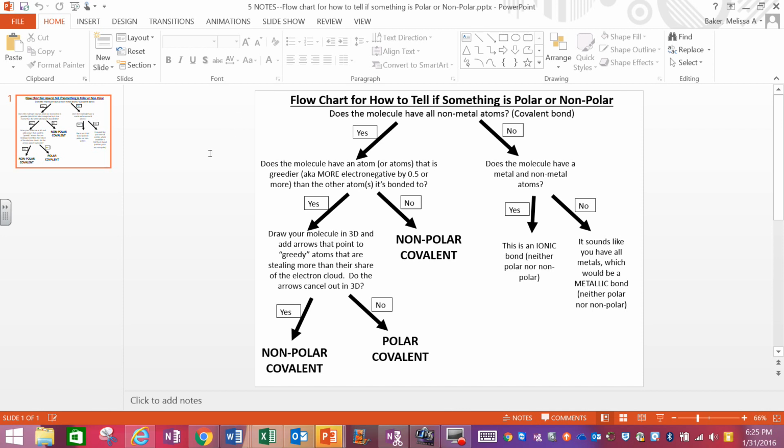If yes, you're still not done. You have to draw your molecule in 3 dimensions, add arrows that point to the greedy atoms that are stealing more than their share of the electron cloud. If they cancel out, it's nonpolar. If not, it's polar. Okay, and there was another way back up here. If you don't have a greedy atom, then it's nonpolar automatically. Alright, that should help you.